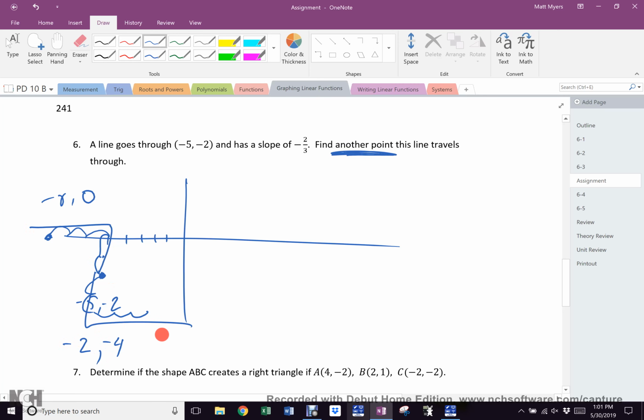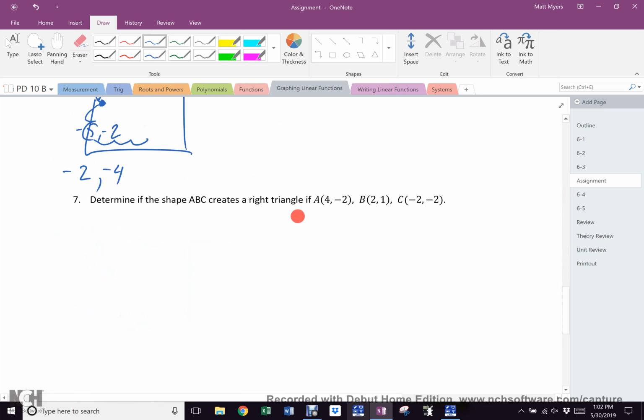Who makes that decision? You do. Will I ever force you? Maybe. How will you know what I want to see? The question will tell you what I want to see. If it doesn't tell you what I want to see, then what method do you use? Whatever one you want. Okay? Right now, you have 2 methods. You can graph it and count, or you can use slope-intercept form. I'm going to give you a third method tomorrow.